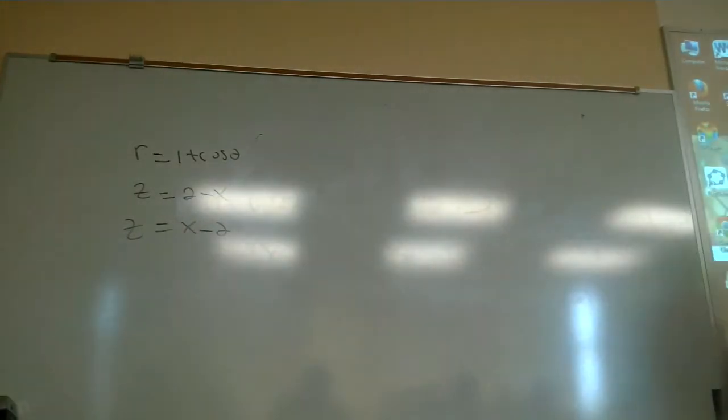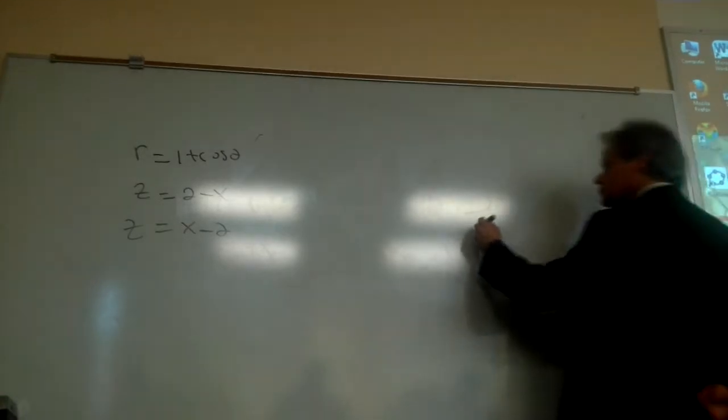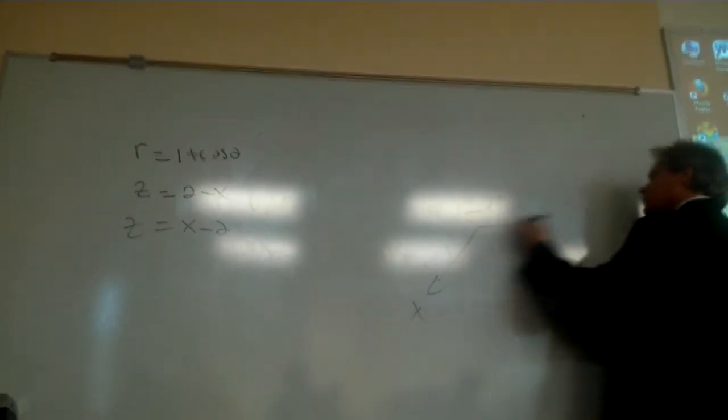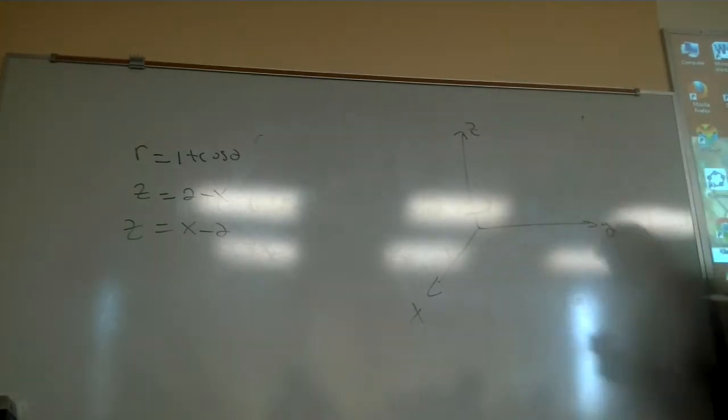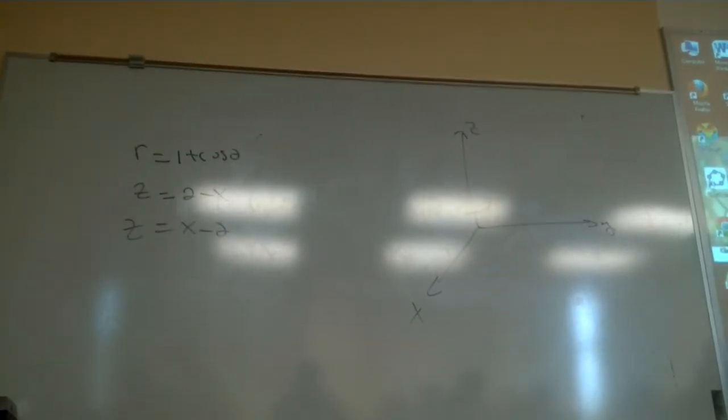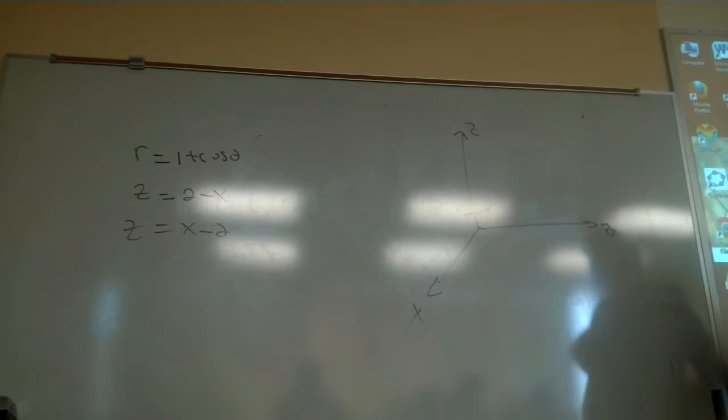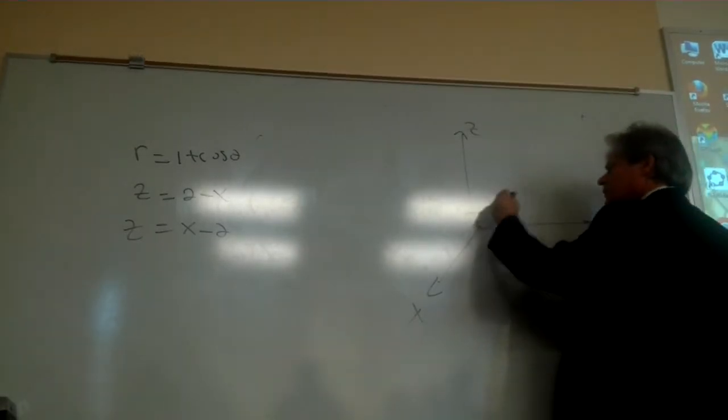Guys, I'm really tired, so I've got to go a little slow with this. We've got a wedge cut from the cardioid cylinder, r equals 1 plus cosine of theta. So here's the x-axis, here's the y-axis, here's the z-axis. And if I look at that cardioid, I think it's basically doing this.